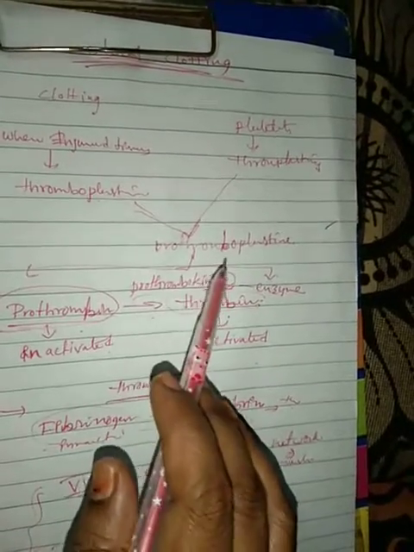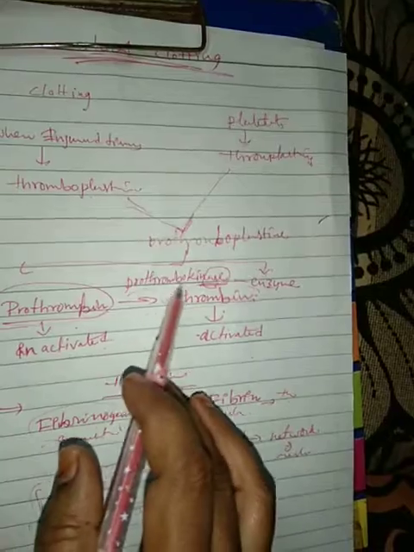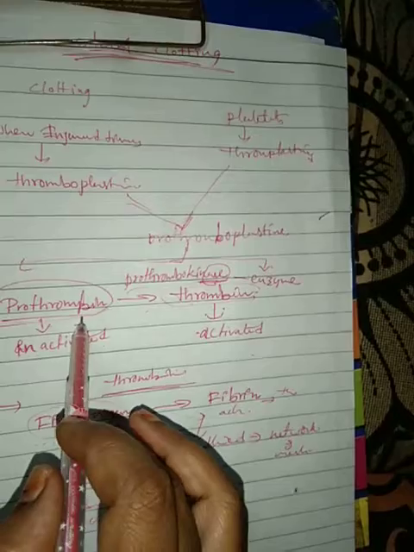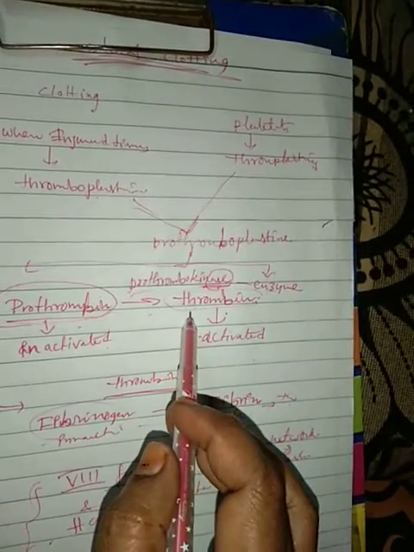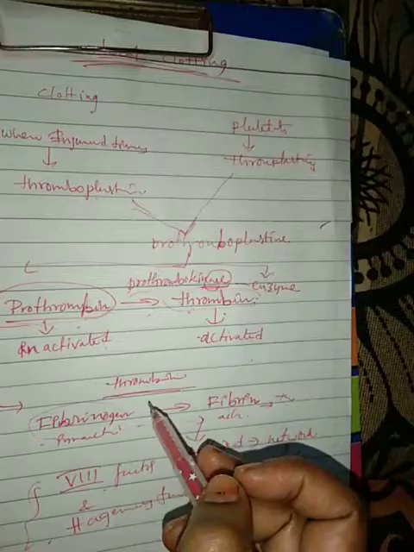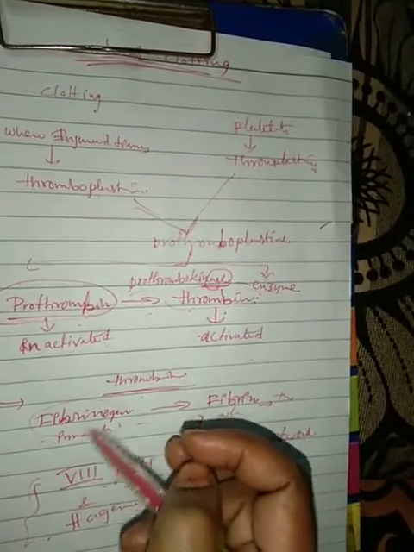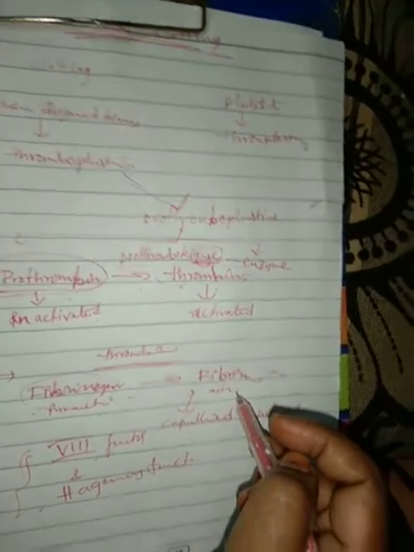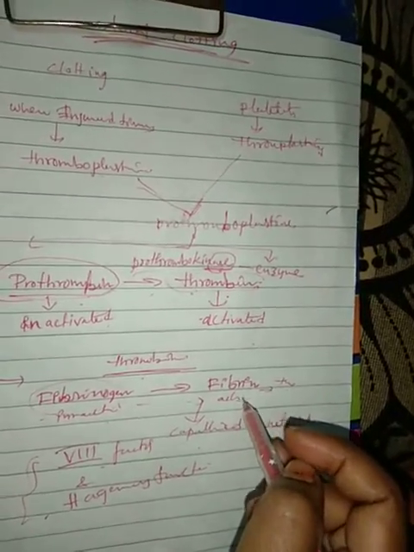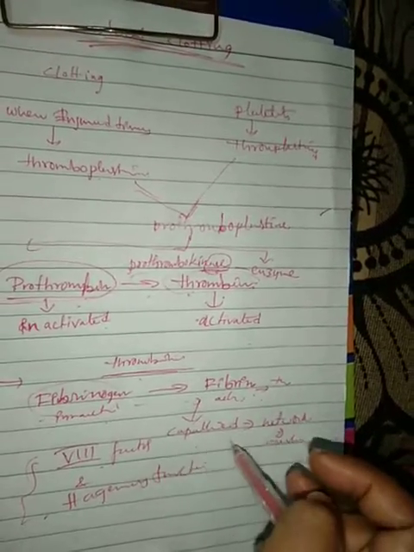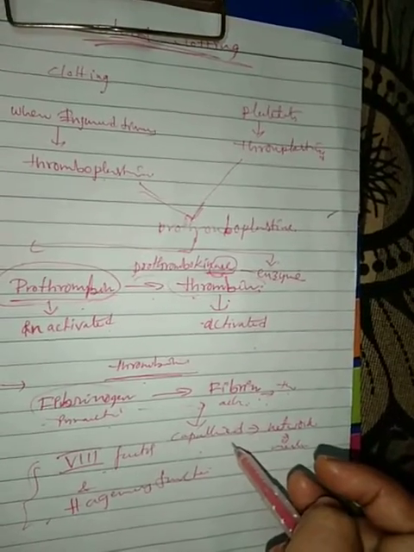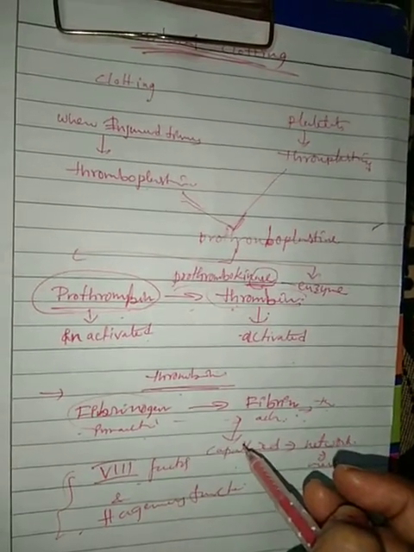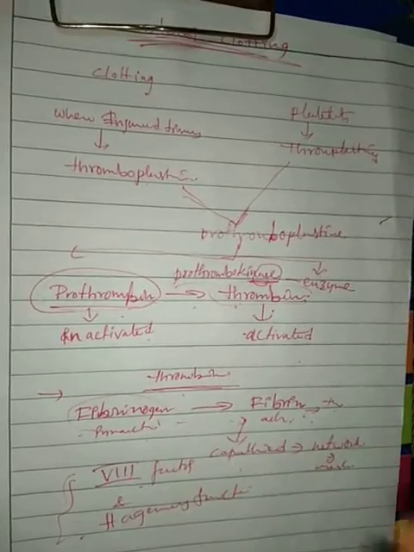Again, prothrombokinase is an enzyme. It converts prothrombin, the inactive form, into the activated form, thrombin. Again, thrombin converts fibrinogen, the inactive form, into fibrin threads. Finally, the threads are released and form a network-like structure, and then the blood flow is stopped. So that is the mechanism of blood clotting. Okay, thank you.